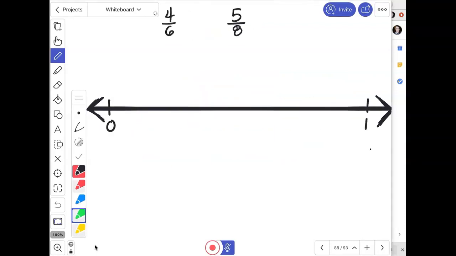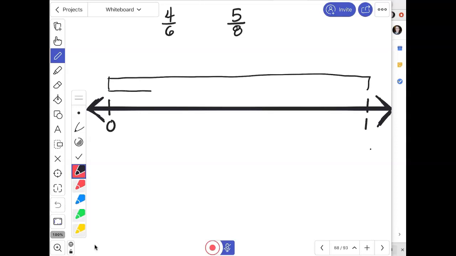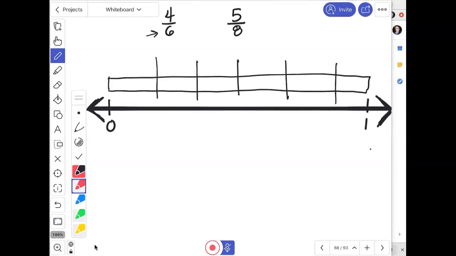Let's look at another one of those. Again, I'm going to start by drawing myself a box above that goes from whole number to whole number. This helps me understand the fraction that I'm plotting. So I'm going to break my box into 6 equal parts. I'm just eyeballing it the best I can. I'm going to shade 4 of them. And then that will be 4/6.